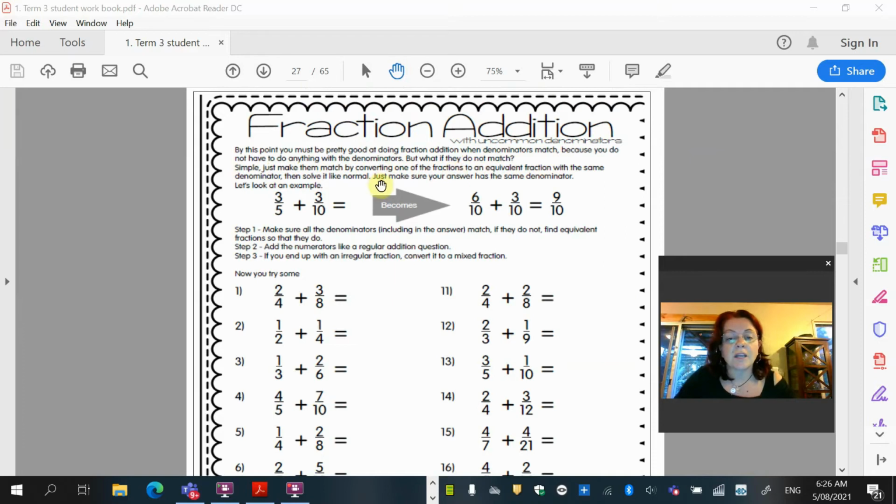Simple, just make them match by converting one of the fractions to an equivalent fraction with the same denominator, then solve it like normal. Just make sure your answer has the same denominator.